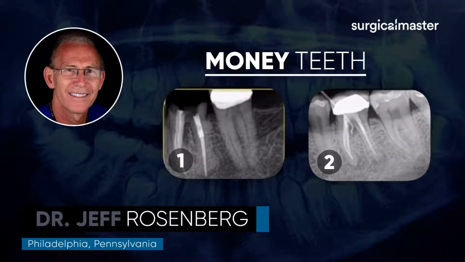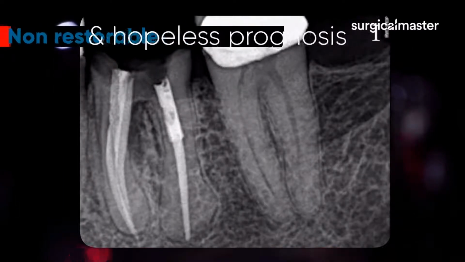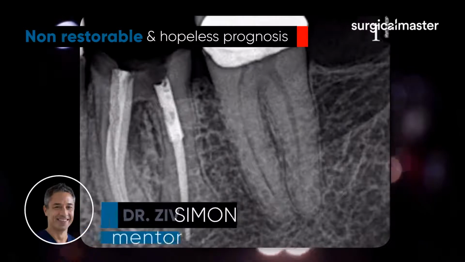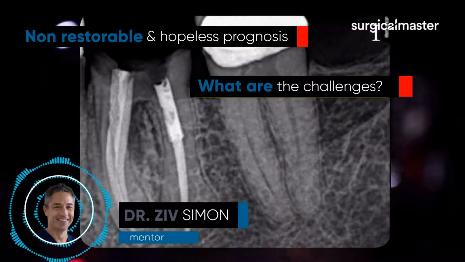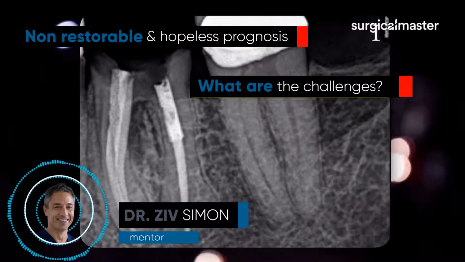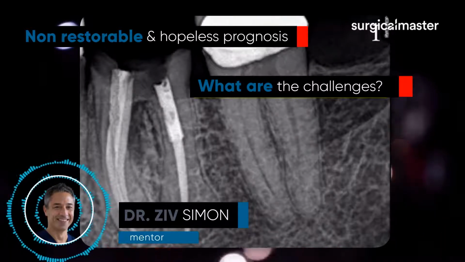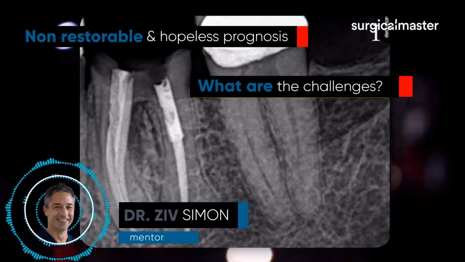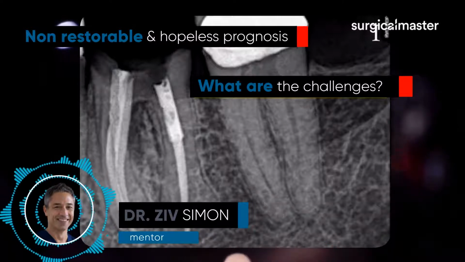So I'm going to start with money tooth number 1. It's a lower first molar on the left-hand side, tooth number 19 or number 36. It's obviously non-restorable and has a hopeless prognosis, and the plan is to extract and replace it with an implant. So looking at the radiograph, I'd like you to evaluate what are the challenges that you're seeing in terms of extracting this tooth. Because if you're going to get in there without any preparation, you're in for a couple of surprises, and that can cause a lot of frustration, and also the treatment outcomes will be compromised.